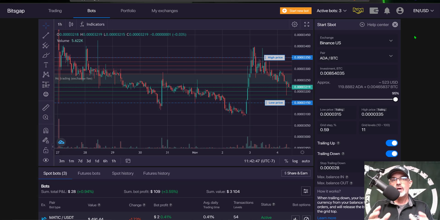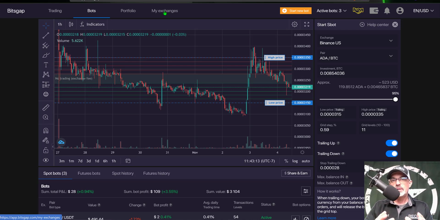All right, now that you have logged into your Bitsgap account, the first thing, if you're new to Bitsgap, is you'll probably want to click on My Exchanges. You will need to connect your exchanges to Bitsgap via API keys. You don't actually send any money to Bitsgap. Your funds stay on your exchange and are as secure as they can be on an exchange.